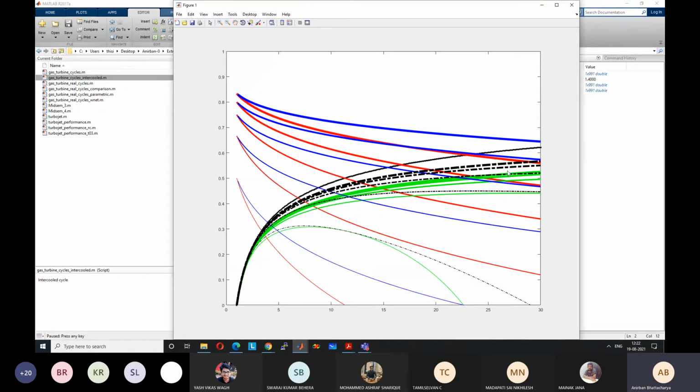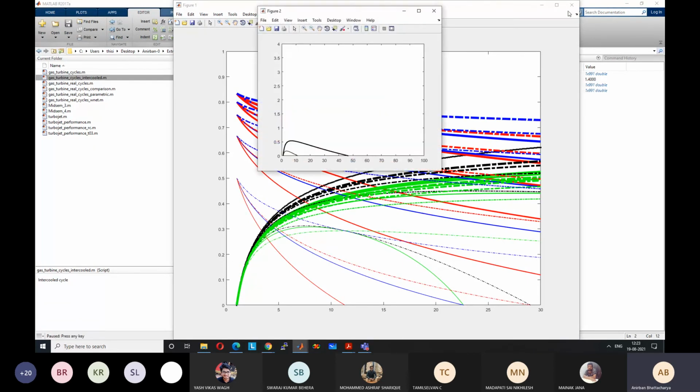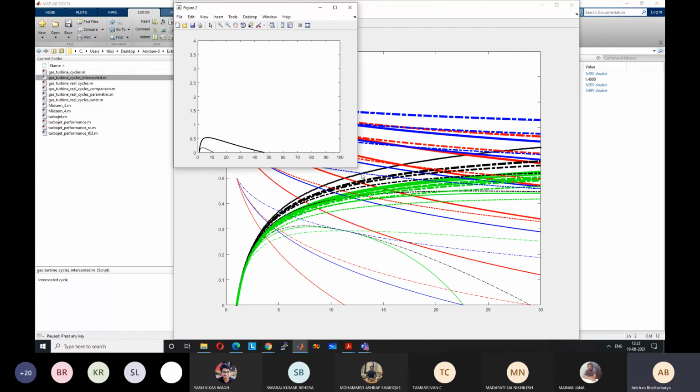So the efficiencies are more as compared to the reheat cycle, but less than the simple Brayton cycle. Again, it increases with T equal to 2, 3, 4, 5, 6, but will never reach the simple Brayton cycle efficiency. So these other things we will see later. Let us see the work output.